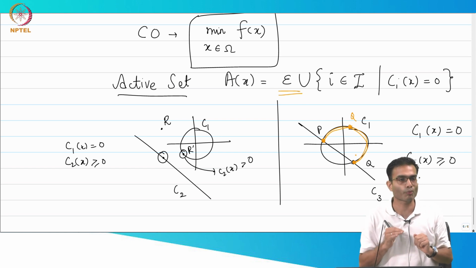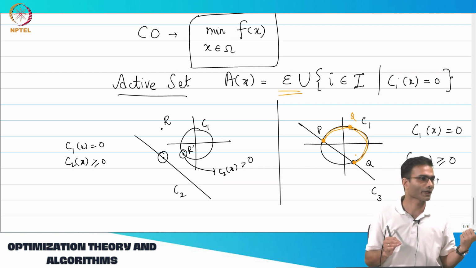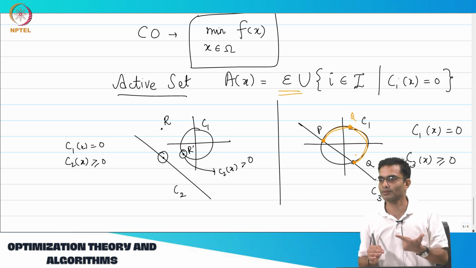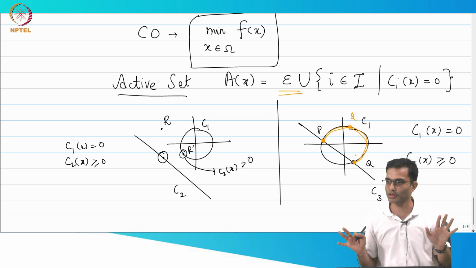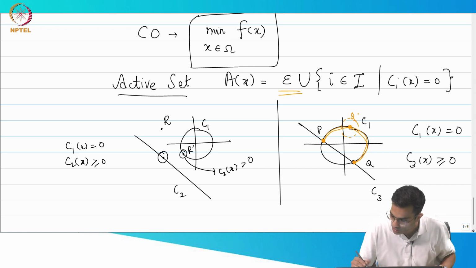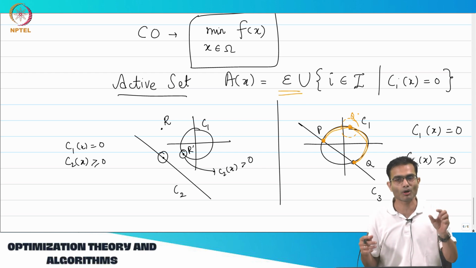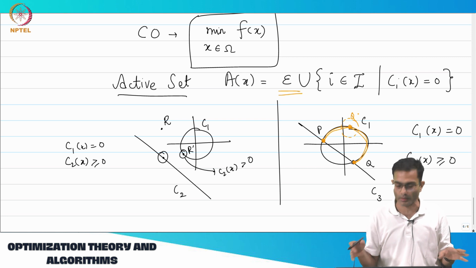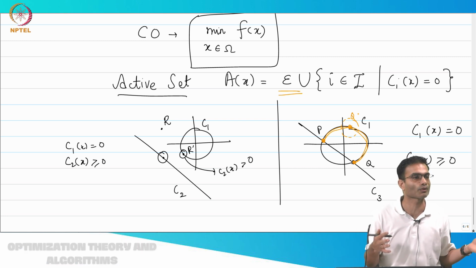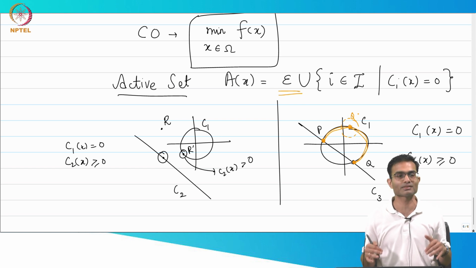Now, if I'm standing at point Q and I'm going to do first order, for example, gradient descent, or second order, for example, Newton method, those are the two things that I've used. If I'm in a small neighborhood like this about Q, do I care about C3? In a small neighborhood, I'm never going to get into trouble with C3. That is the motivation behind saying C3 is inactive. I need not worry about it.